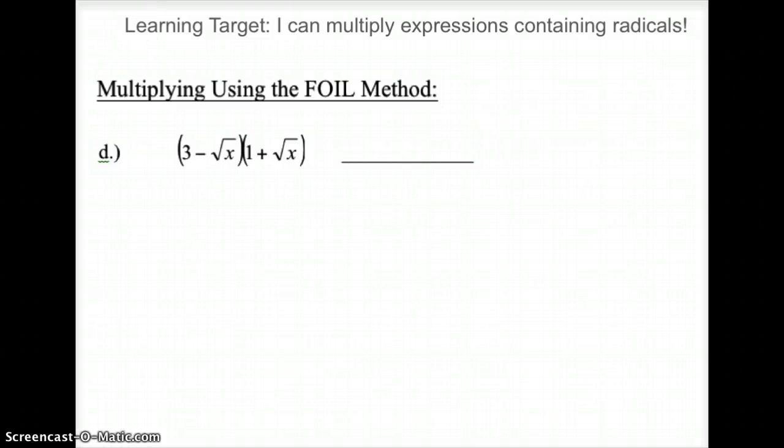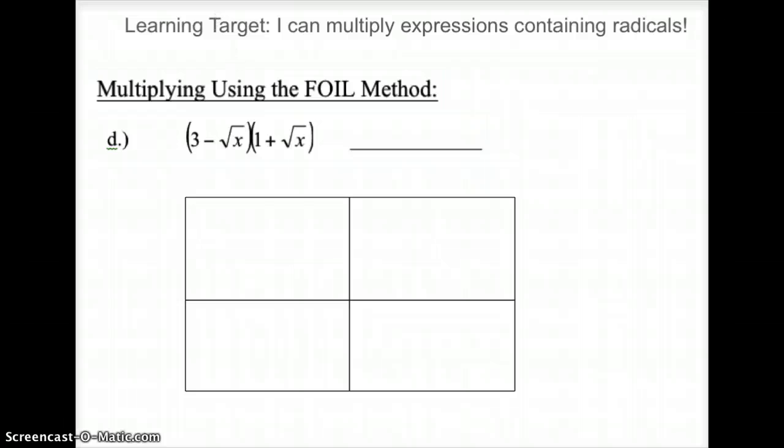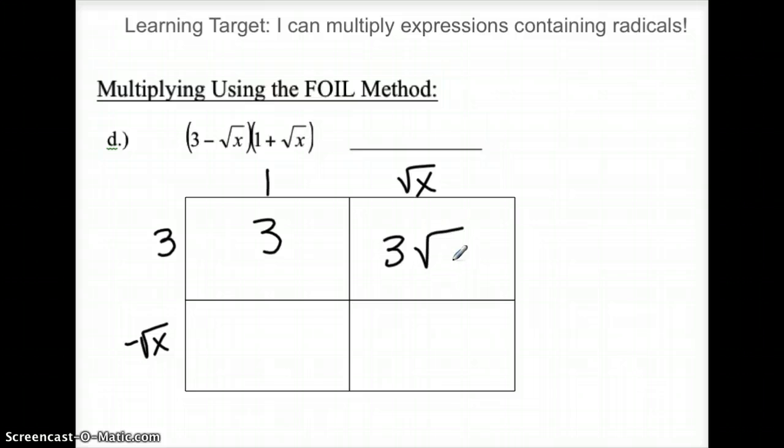Okay. I wonder if I can... Yeah, this is a little easier, putting in my own little graph here. Okay, so I'm going to translate this first binomial as 3 negative square root of x, because of that minus sign. I'm going to have 1, and then positive square root of x. And I'm just going to multiply like we did before. 3 times 1 would be 3. 3 times the radical x, obviously the 3 stays outside.